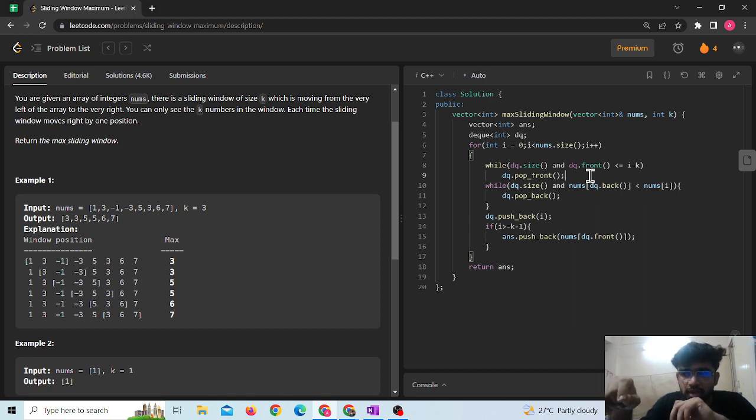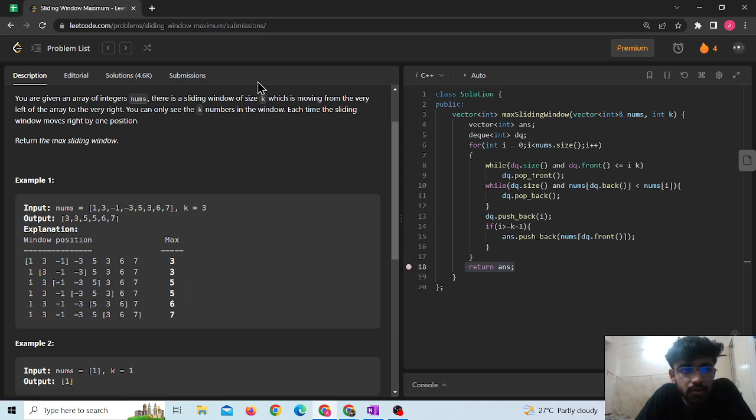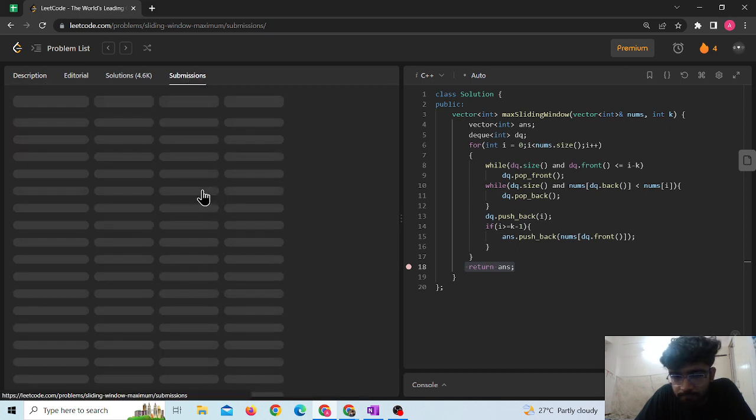Now I'll push back the current index in the dq, and in case my index I is greater than equals to k minus 1, I will simply push back nums of dq dot front, and in the end I will be returning the answer. So that's all for the code, and this is an accepted code. Let's submit and see it. Yes, so it has been accepted, although this question was done by me a few minutes back also. Internet issue, but this is an accepted code.